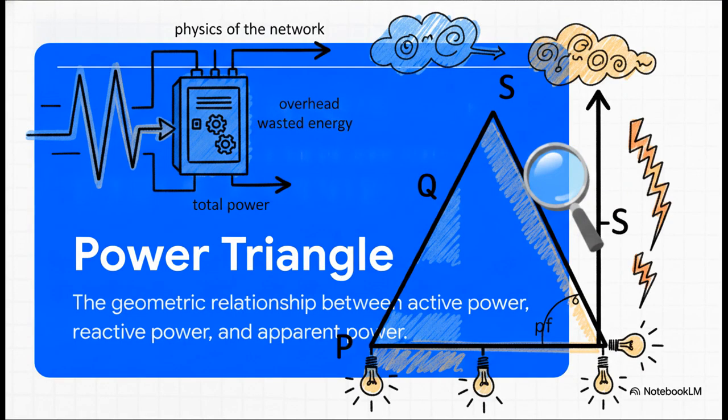All right, let's move from the grocery aisle to the actual physics of the network. This relationship forms what we call the power triangle. It shows the precise geometric relationship between your useful work, your overhead, and your total power. Active power, denoted as P, forms the horizontal leg of the triangle. Reactive power, Q, is the vertical leg. Apparent power, S, is the hypotenuse. That's the longest side connecting them. And the power factor, or PF, is the angle between the useful work and the total apparent power. The larger your reactive power overhead gets, the wider that angle becomes, and the longer that apparent power line gets.